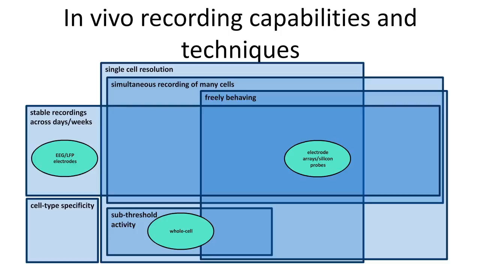For example, with EEGs or local field potentials, you can record across several days to weeks. However, you don't have any single cell resolution. You can record with tetrodes, for example, and get single cell resolution in freely behaving animals. However, you can't record from these cells usually over many days to weeks. It's very difficult to do that. Plus, you would like to be able to identify the cell types to record from.